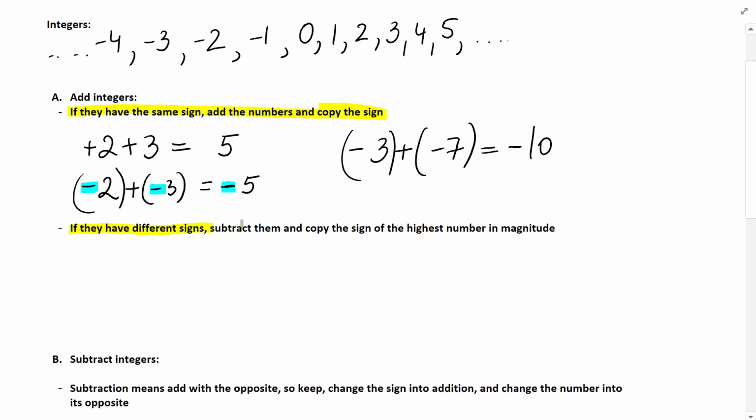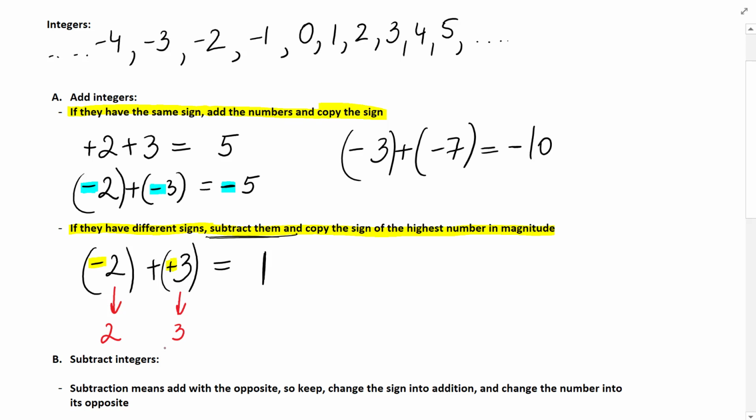If they have different signs, subtract them and copy the sign of the highest number in magnitude. So -2 plus 3, they have different signs because in front of 3 it's a plus, which is implied. So we subtract the numbers. 3 minus 2 is 1. And now we have to decide which sign to write, this negative or this positive. Well, we have to write the sign of the highest number in magnitude. So when I look at the magnitude of -2, it's 2. The magnitude of +3, it's 3. So the highest one is 3. And in front of 3 was plus. So we put +1.